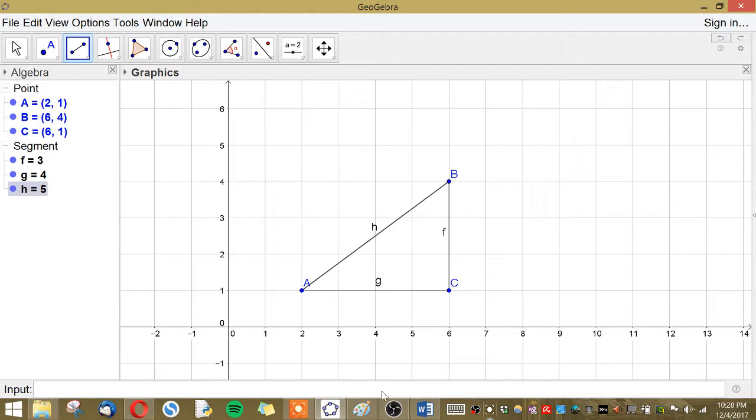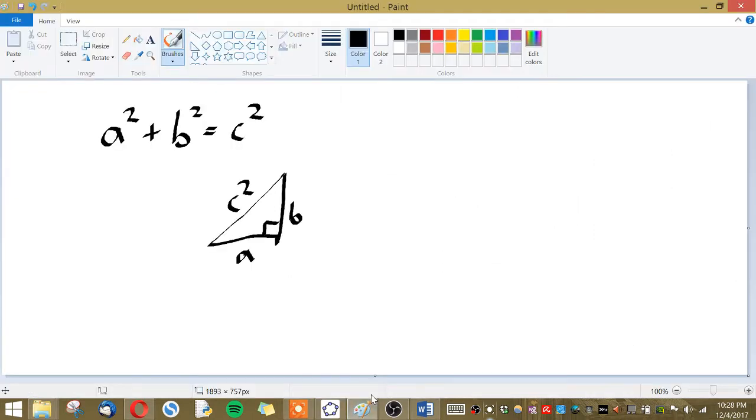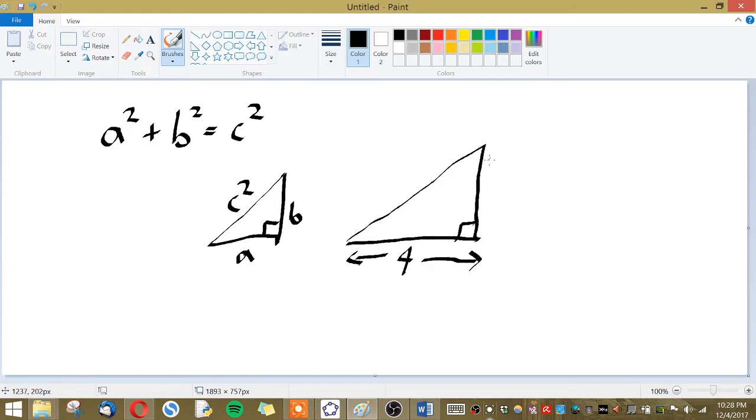So back to my diagram. Now, if I have a right angled triangle, and I know the two shorter sides, I know this is, pardon me, not 3, it's actually 4 units, and I know that the vertical height is 3 units. I'm going to use Pythagoras theorem to find the length of this side. So let's get down to it.